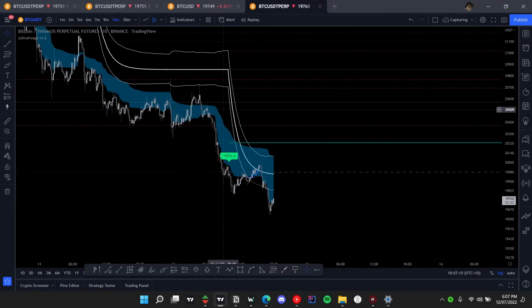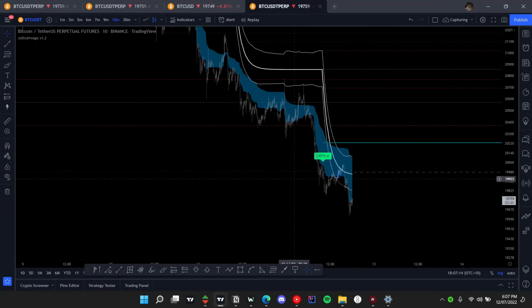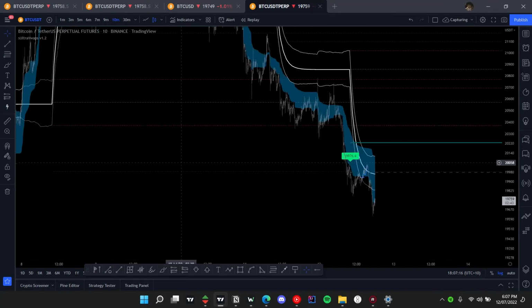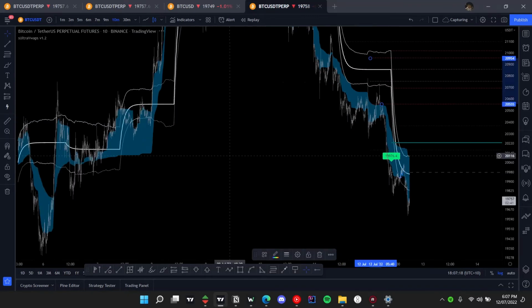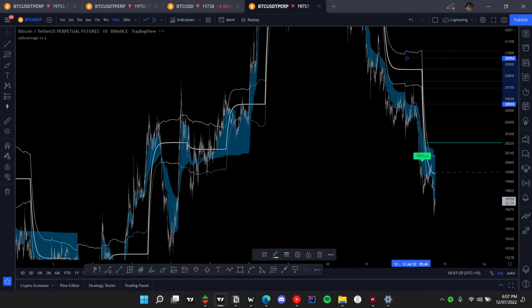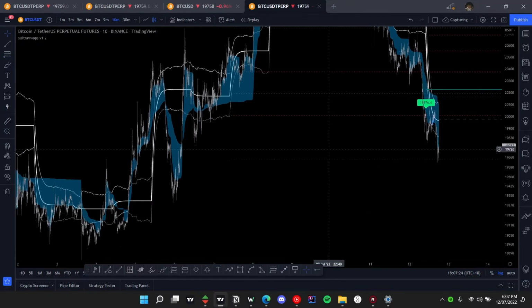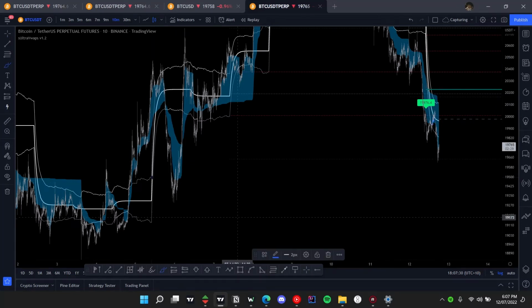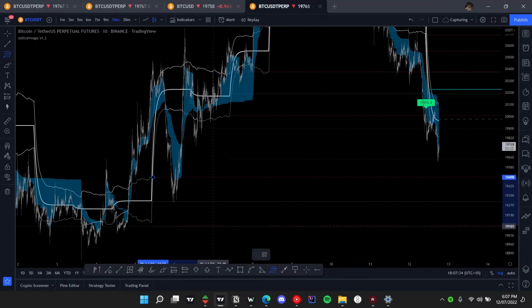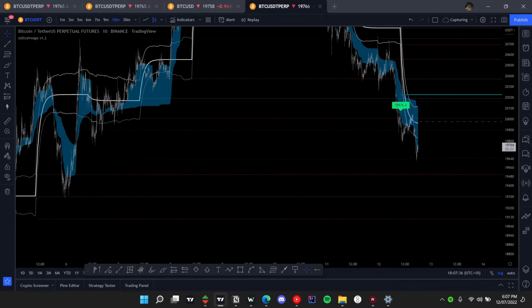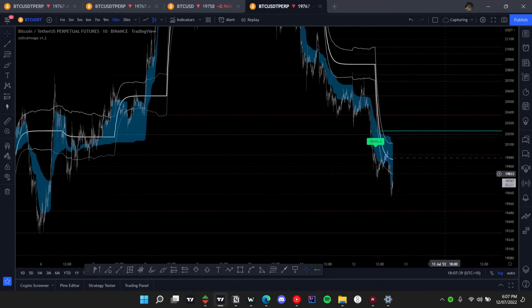Every time the indicator resets itself, the previous levels can be used as great support and resistances. Right here, you can check. And right here as well. Where did it go? All right. So these levels can be used as your support and resistance.